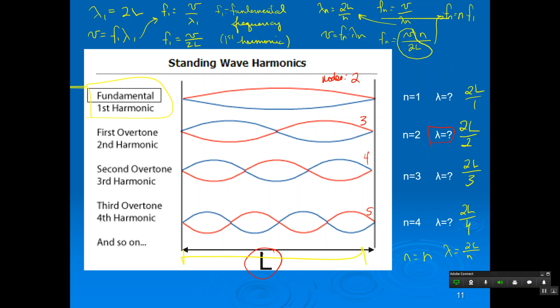Let's say the fundamental frequency was 12 hertz. What frequency would I need to oscillate my string in order to get this shape? 36 hertz, so I need whatever that fundamental frequency was, multiplied by 3 to get there. Okay? So far, so good?